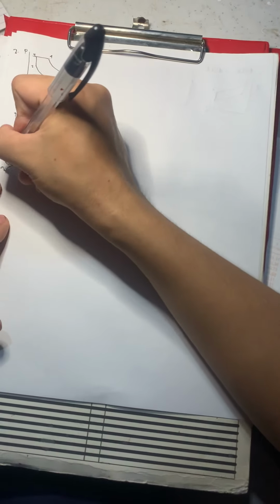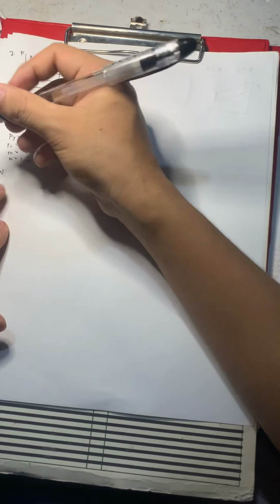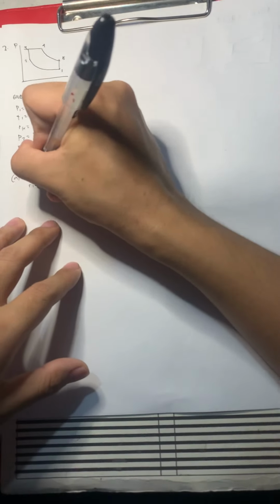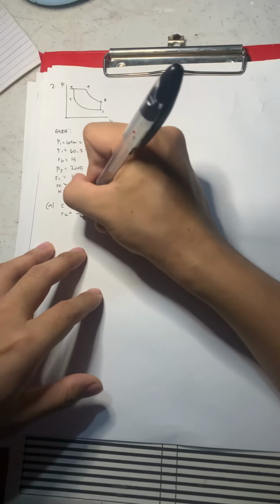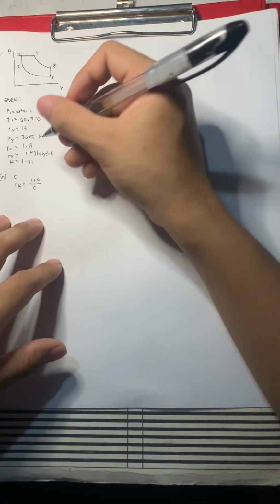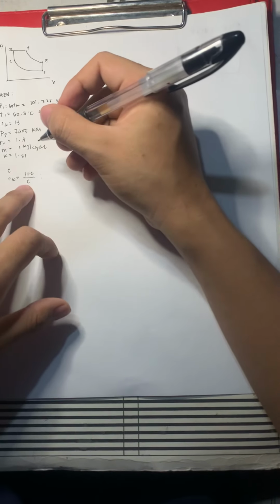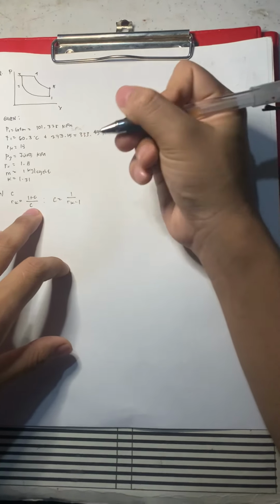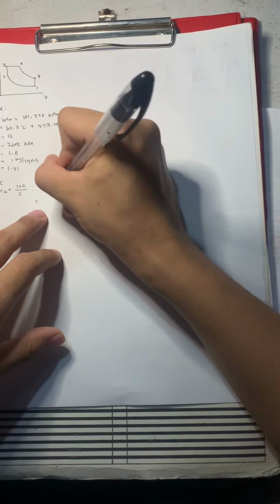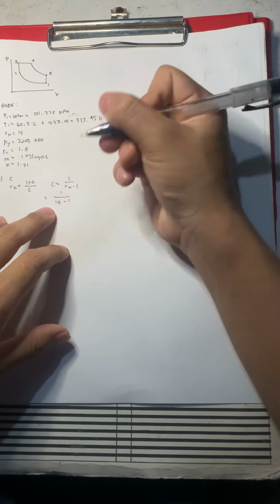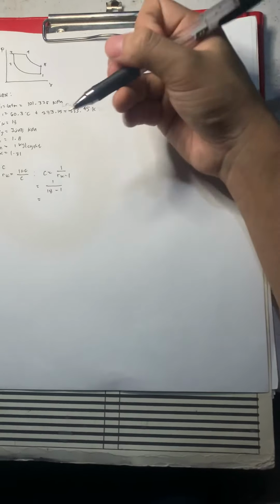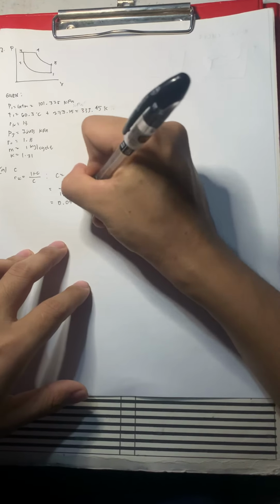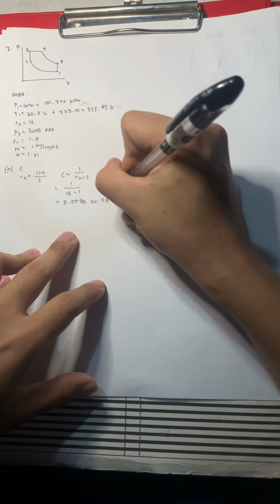So for A, looking for percentage clearance, which is C. Formula for percentage clearance is r_k equals 1 plus C over C, so C equals 1 over (r_k minus 1), which is 1 over 18 minus 1. By solving for this, we will get 0.0588 or 5.88%.